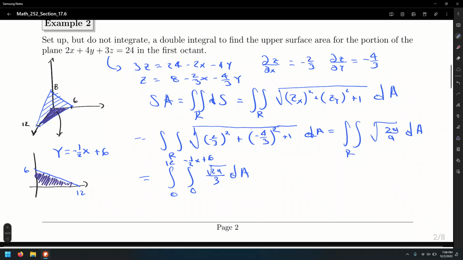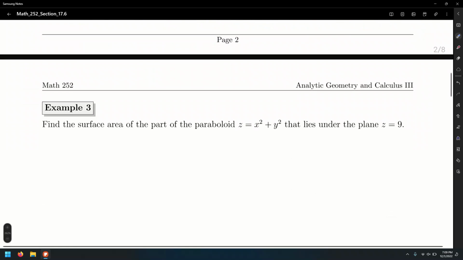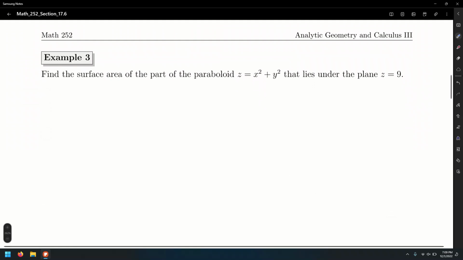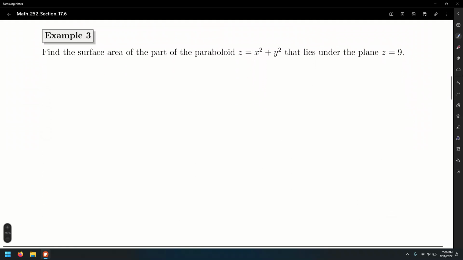So, example number 3: find the surface area of the part of the paraboloid z equals x squared plus y squared that lies under the plane z equals 9. In this case, careful, because it's not the xy plane as usual for which we look at the projection. It's going to look a little different this time. You'll see.